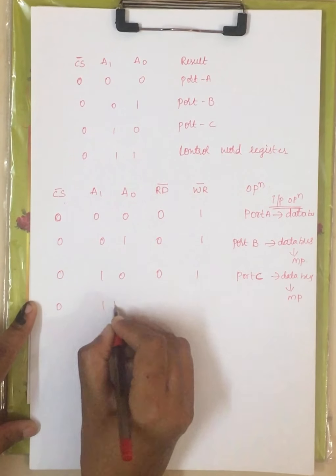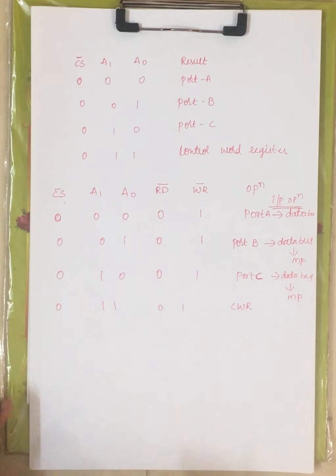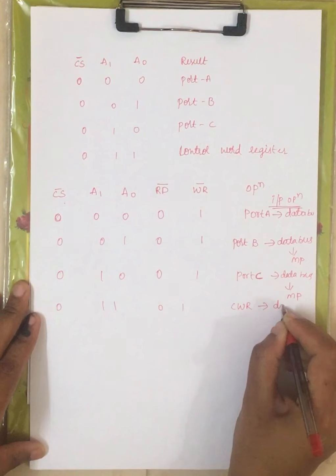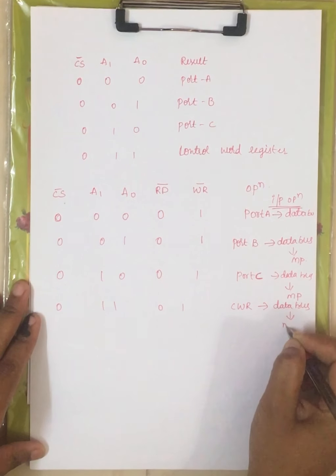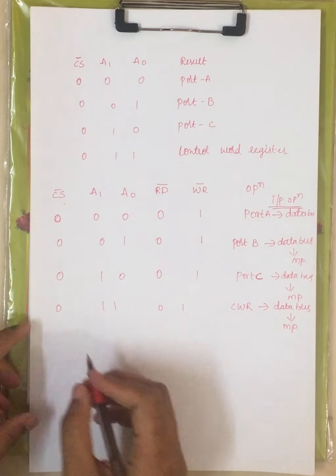Now for 0, 1, 1, it is the control word register, CWR, I am representing it in short form. Now the microprocessor is reading the data from the control word register through the data bus, right? It is an input operation.